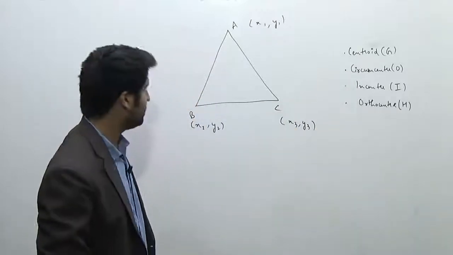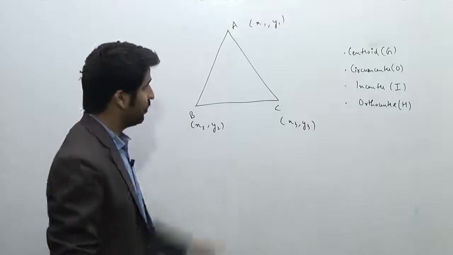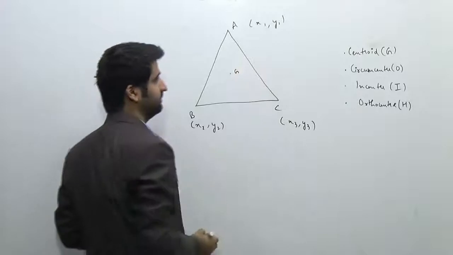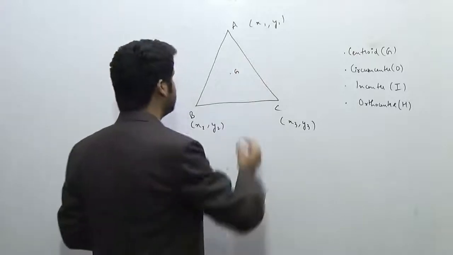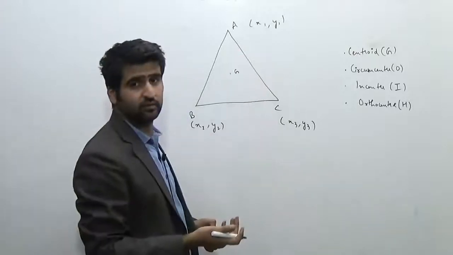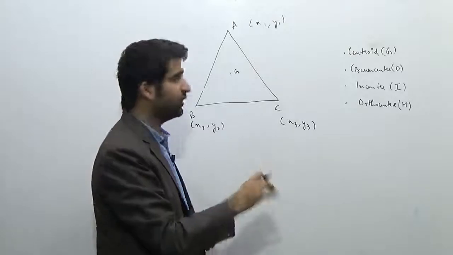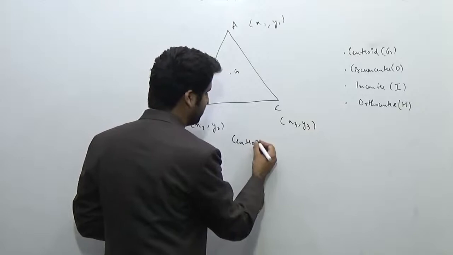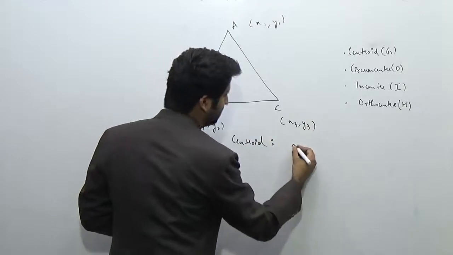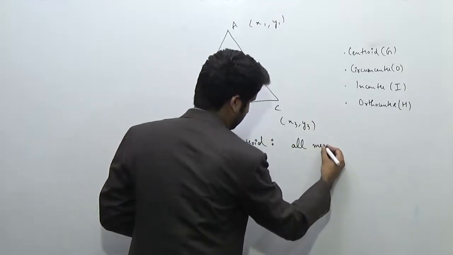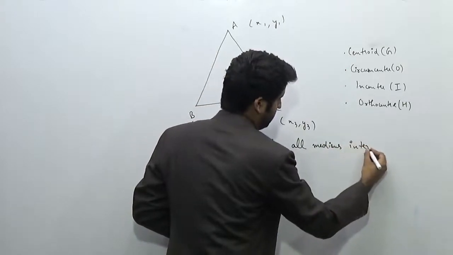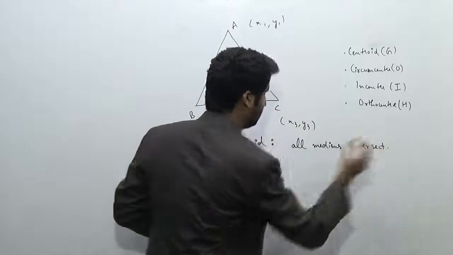So first, let's see what is the centroid. Centroid is this point G. So first, let's discuss how we get the centroid. Centroid is nothing but the point of intersection of all the medians, the point of intersection of all the medians.